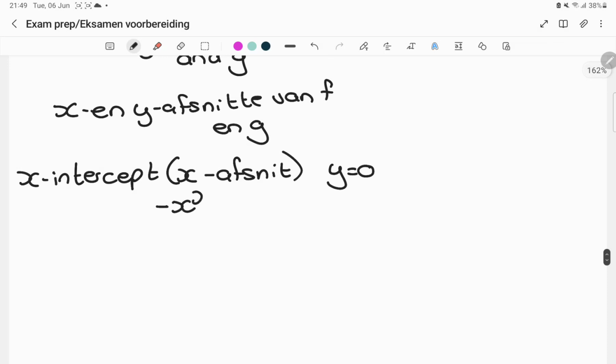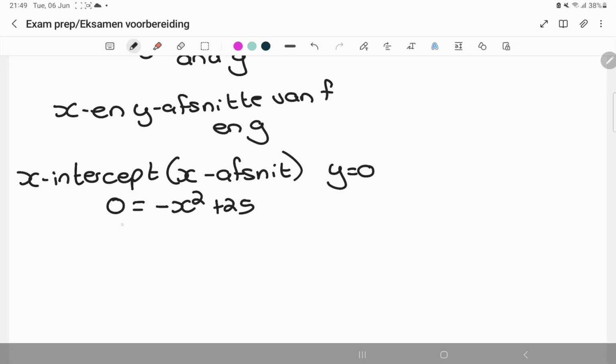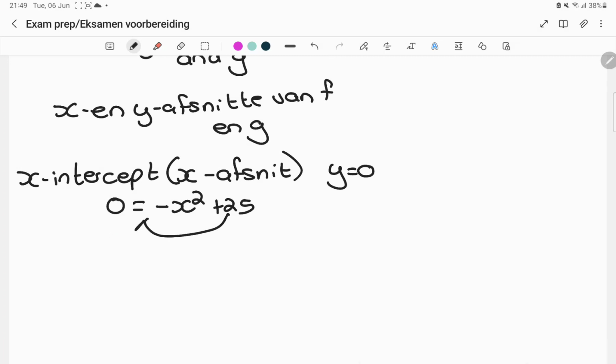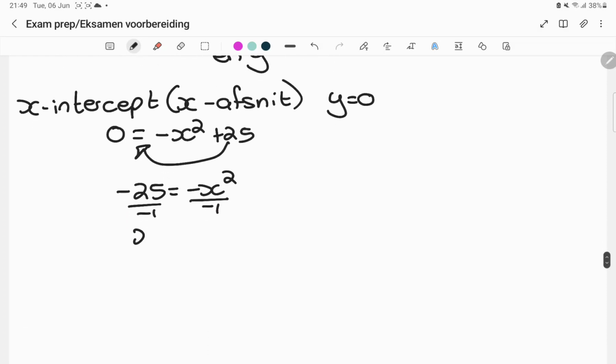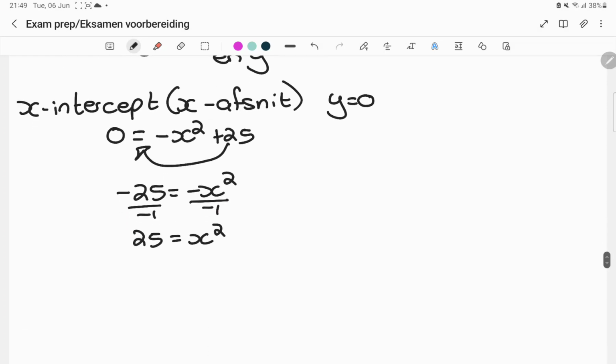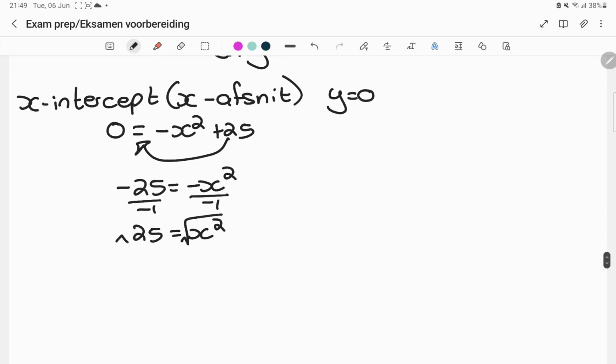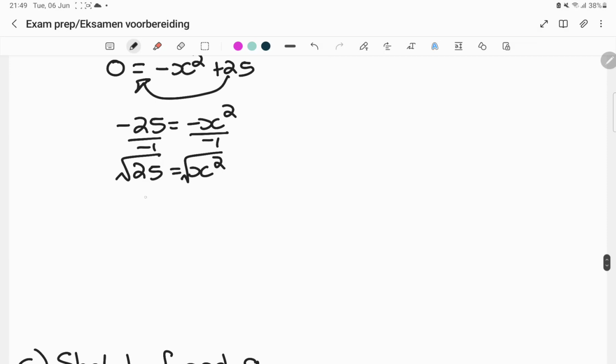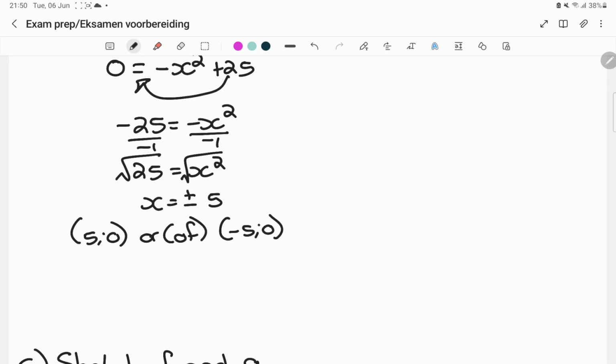minus x squared plus 25, and I'm going to put it equal to 0. Alright, so it's going to become, take over my positive 25, so I'm going to have negative 25 equals negative x squared. Divide both sides by negative 1, so I'm going to have 25 equals x squared. And to get rid of my x squared, I have to put both sides in the square root, which will give me x is equal to positive or negative 5. So it means my one x-intercept will be 5, 0, and my other x-intercept will be negative 5, 0.